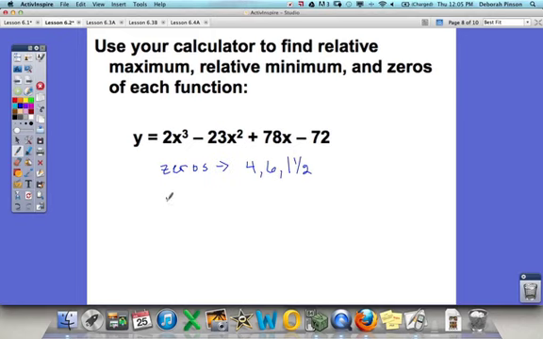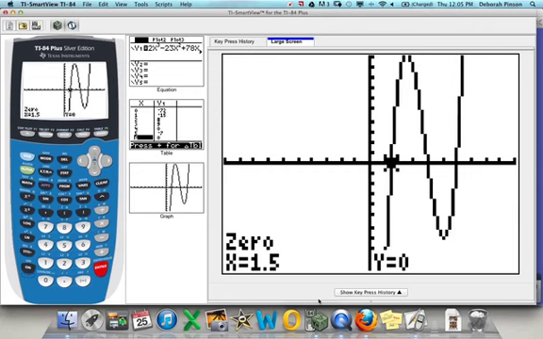Now let's go through and find our relative maximums and our relative minimums. Okay, so I'm going to come back over here. Now, looking at this, here's a minimum. My maximum might be off the screen just a little bit, but I should still be able to find it with the left bound, right bound. So I'm going to find the maximum first. It doesn't really matter what order you find these in.